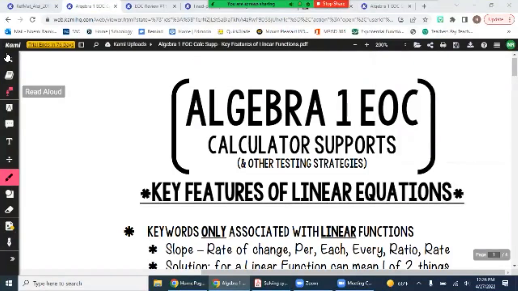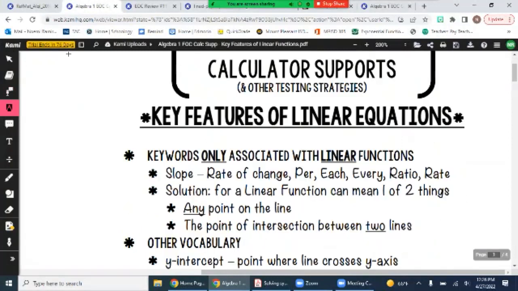Make sure you have your highlighters ready to go. Key features of linear equations. Everything in this foldable is associated with lines, straight lines. So these are words that are only associated with linear functions. We just went over this.